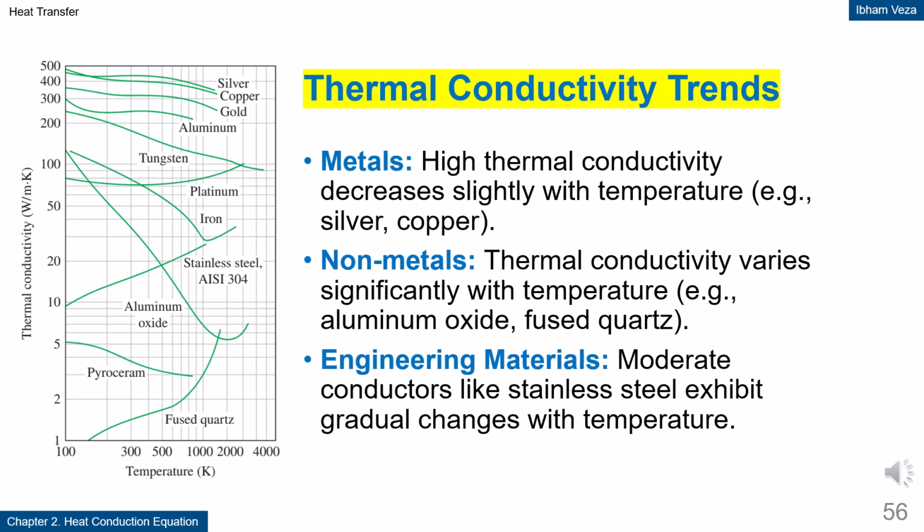Thermal conductivity trends. The value of thermal conductivity for each material depends on temperature and material type. In metals, thermal conductivity is generally high and slightly decreases as temperature increases. In nonmetals, the variation of conductivity with temperature can be very significant. Engineering materials, such as stainless steel, show more moderate changes. This behavior must be considered for accurate heat conduction analysis.